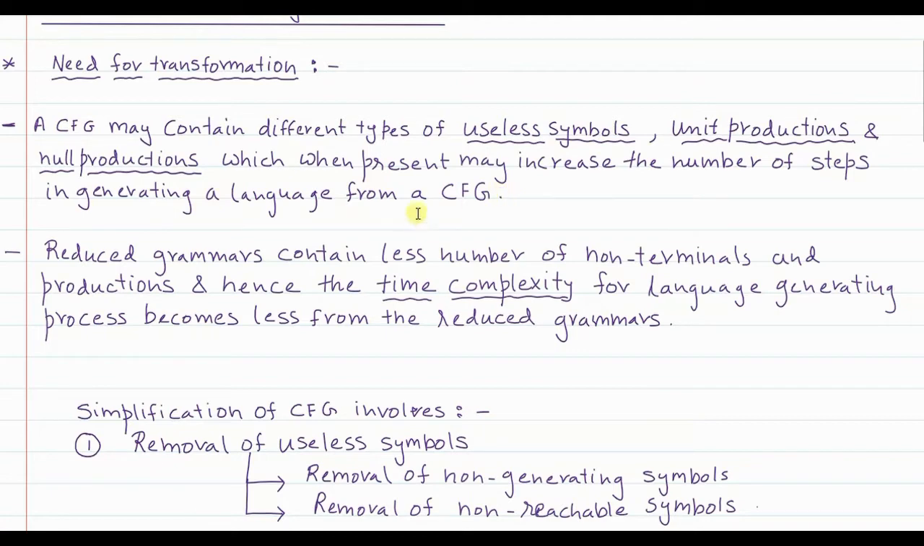So as the statement tells you that there may be some useless symbols, unit productions and null productions in the context-free grammar, and if such things are there in the grammar, they may simply increase the number of steps in generating the language from that particular grammar. Now what are these useless symbols, what are unit productions? We are going to see all this.